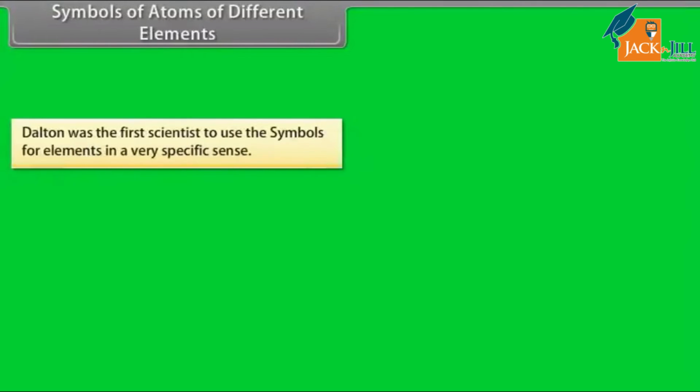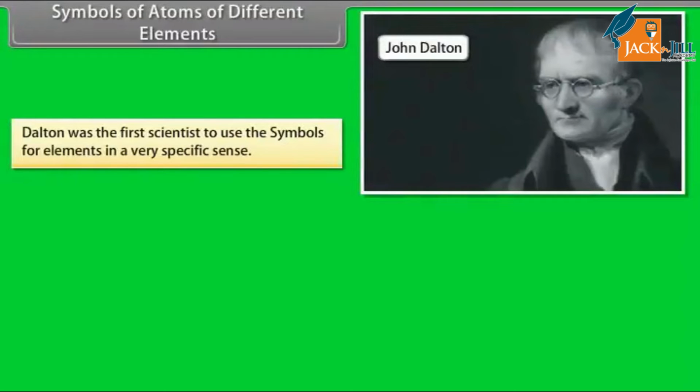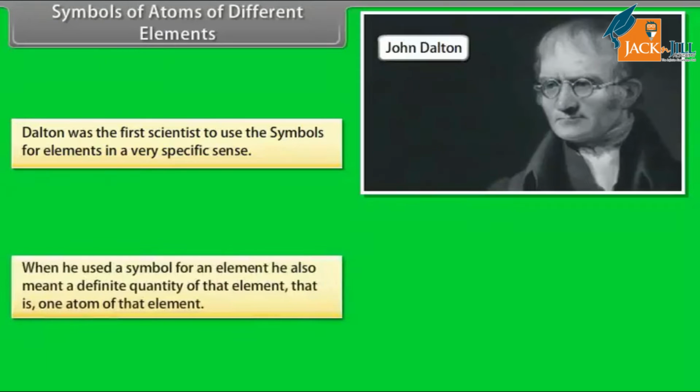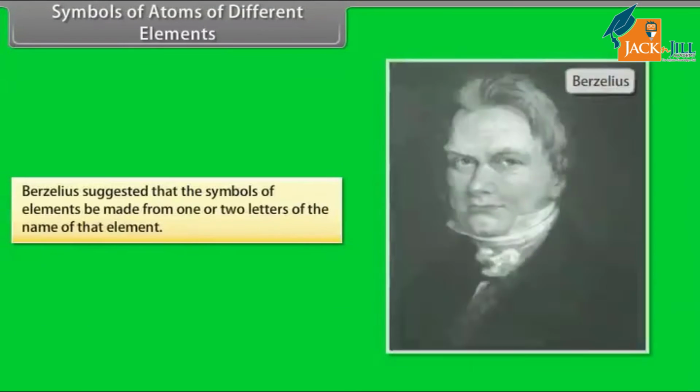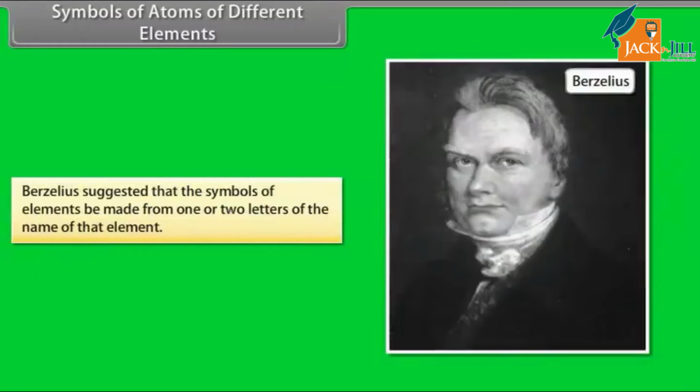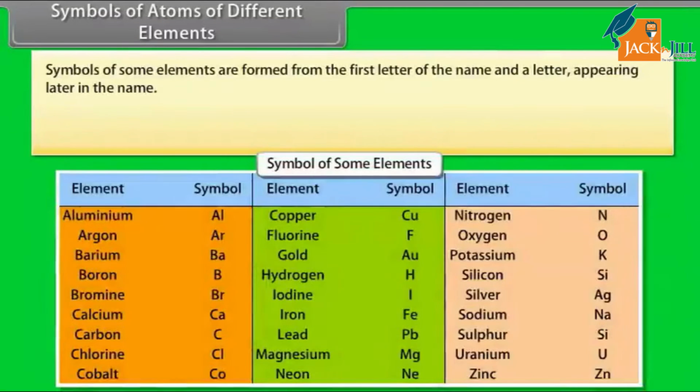Symbols of atoms of different elements. Dalton was the first scientist to use the symbols for elements in a very specific sense. When he used a symbol for an element, he also meant a definite quantity of that element, that is, one atom of that element. Berzelius suggested that the symbols of elements be made from one or two letters of the name of that element. Symbols of some elements are formed from the first letter of the name and a letter appearing later in the name.